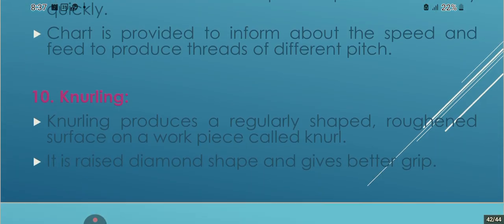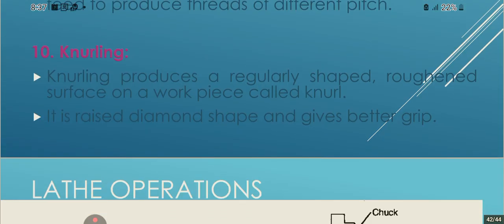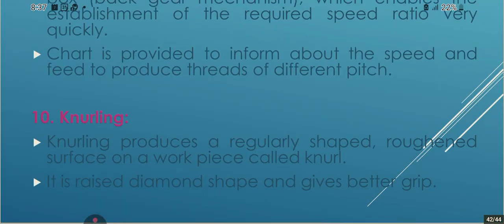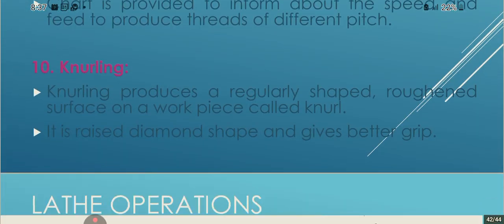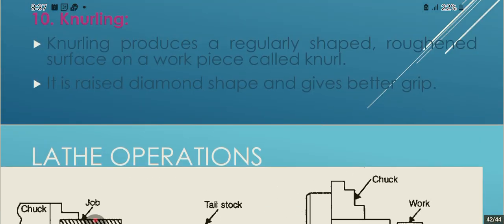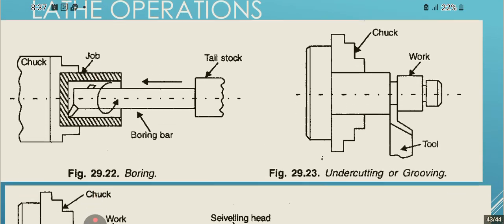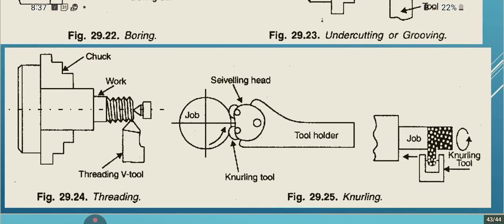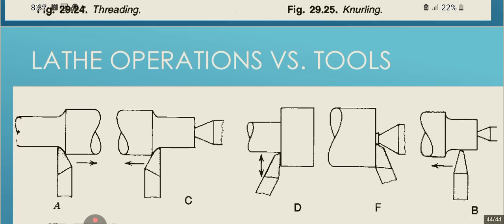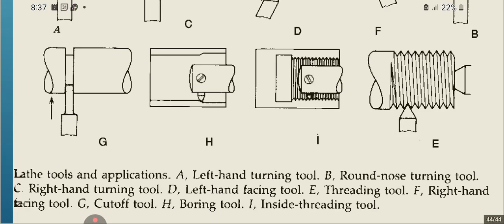Knurling provides a regularly shaped roughened surface on a workpiece, called knurl. It is a raised diamond shape and gives better grip. The work is knurled with a knurling tool held in the tool holder. So that is it.